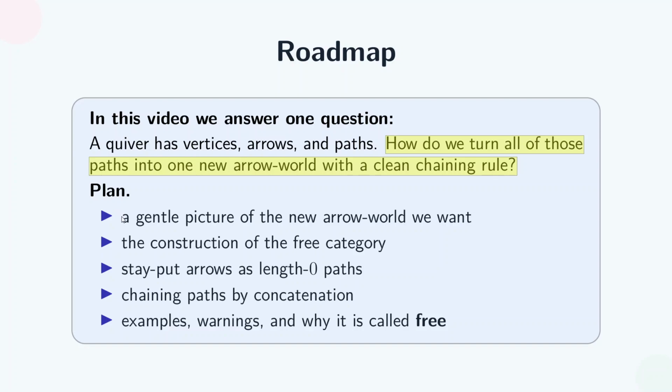So the plan is very simple. First, we develop an intuitive picture of the new arrow world we want. Then, we construct the free category itself. After that, we understand why staying at a vertex should also count as a path. Those will become the identity arrows. Then we see that composition is nothing mysterious at all. It is just concatenation of paths, one path followed by another. And finally, we look at examples, important warnings, and the reason this construction is called free. So the whole video is really about one beautiful idea. Take paths seriously, and let them become the arrows of a category.